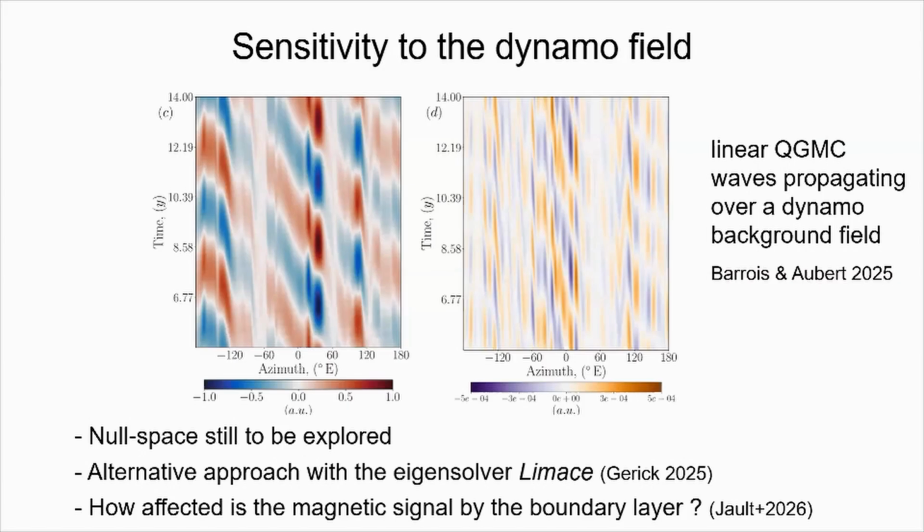This is one example from linear simulations by Olivier Barrois and Julien Aubert, where you see the fluid motion as a function of time and longitude, and the magnetic signal associated with that. So these are linear waves that are numerically solved. There is a lot of information to be gained, but there is also a lot of work to be done, because we don't know the null space of this problem. So there might be many models of the field inside the core that would be able to fit this kind of observation. And there is also some work to be done to isolate the mechanism of the filter of the magnetic signal through the boundary layer inside the dynamo.